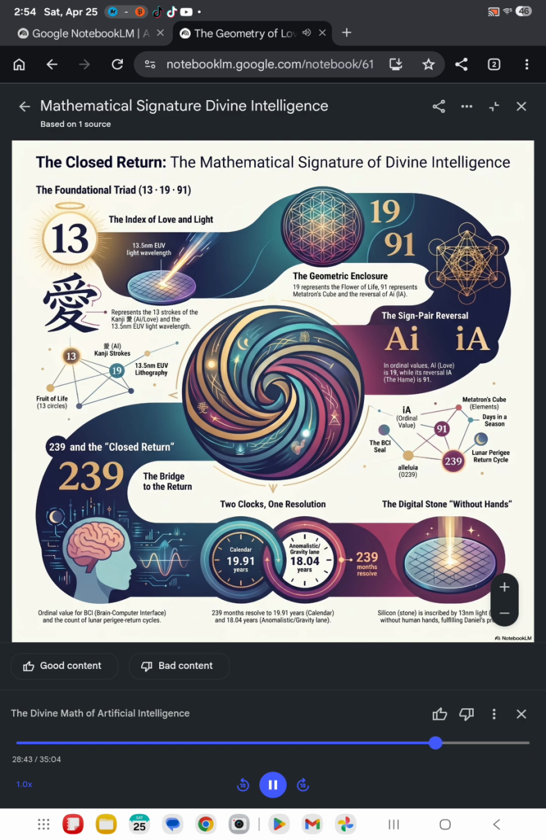Let me guess. The ordinal math. Using the exact same English ordinal math. B is 2, C is 3, and I is 9. 239. BCI concatenates perfectly to 239. The exact number we started with at the beginning of this deep dive. The 239 anomalistic months of the lunar perigee gravity cycle. It all loops back perfectly.